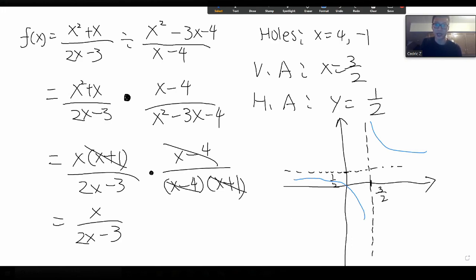And we can put a check mark beside the horizontal asymptote and vertical asymptote. Then I have to deal with my holes. I have one hole at x equals negative 1, so at this point. And I have another hole at x equals 4, so it's about right here. And now I have completed my rational function graph.